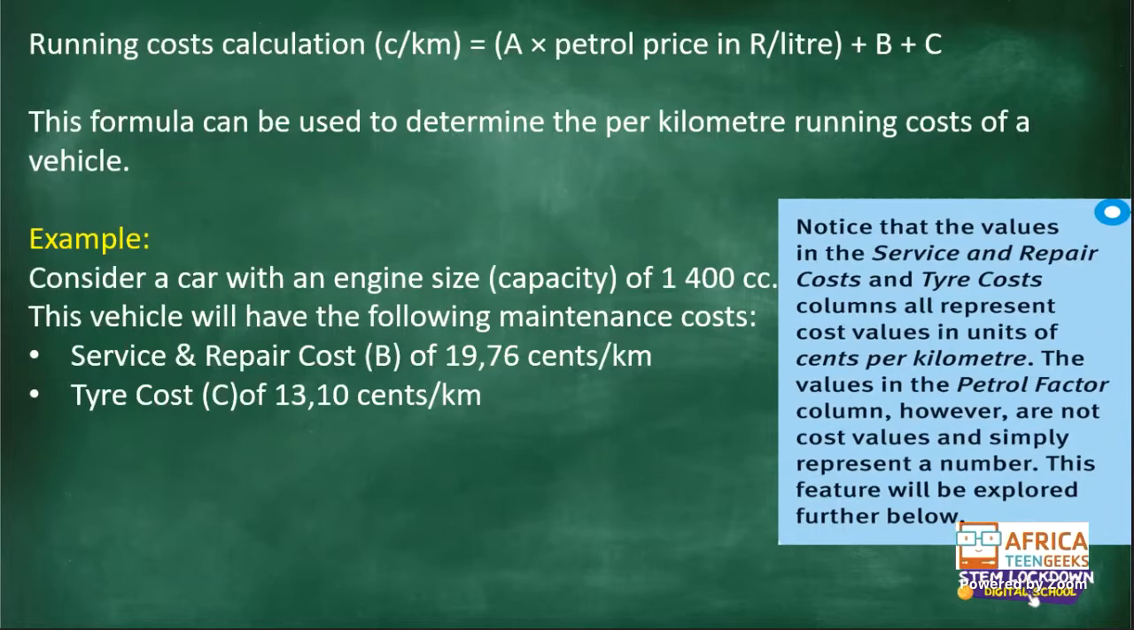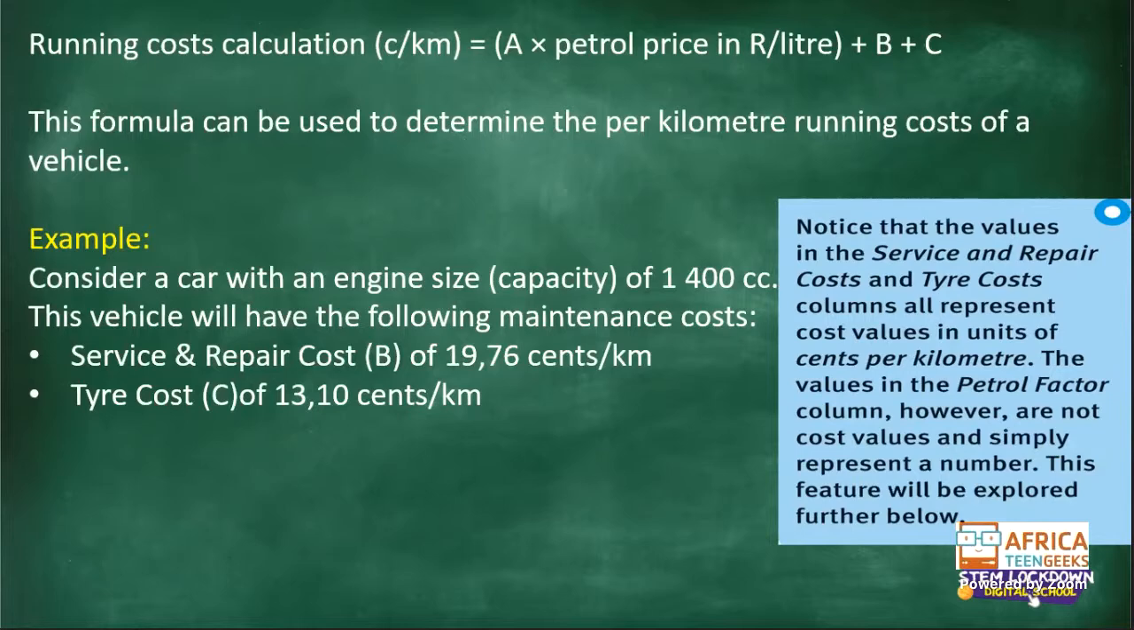So now that we have all the values that we need, we have the engine capacity there, which is guiding us on the type of service and repair cost. The column there in cents, it's 19.76. We also know 13.10 cents per kilometer for tire cost. Then the last thing that we have not spoken about is the fuel factor. Remember the petrol factor? We need to take the corresponding petrol factor and use it to calculate. So our formula will not be complete if we do not include the fuel factor.